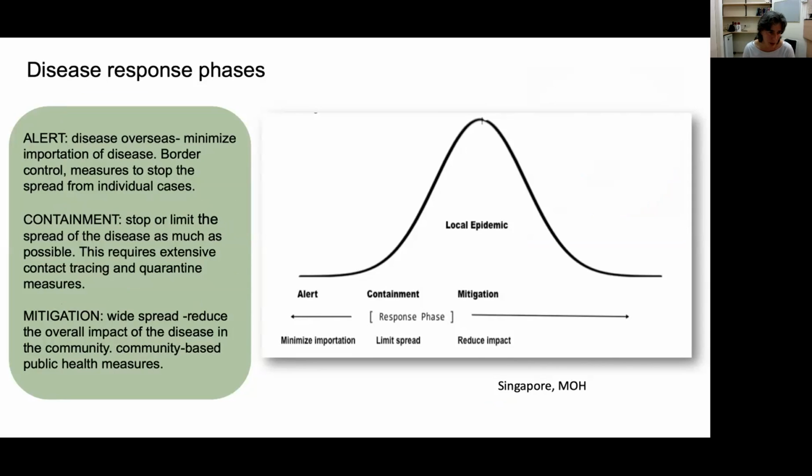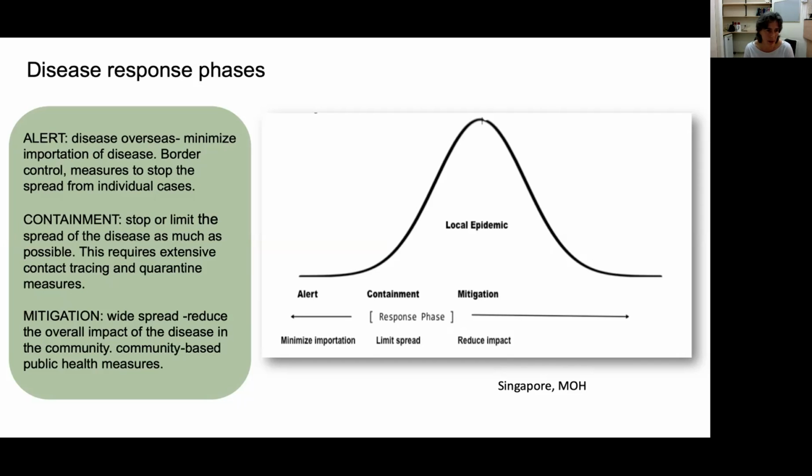I want to show you how administrations cope with these epidemics. Basically, there are 3 stages. Some administrations publish this in various versions. I took this from the Singapore Ministry of Health. The first step is the alert step. You hear that there is an epidemic somewhere else around the world. So basically, you want to try to minimize the importation of the disease and stop the spread from individual cases by isolating them and by tracing their contacts.